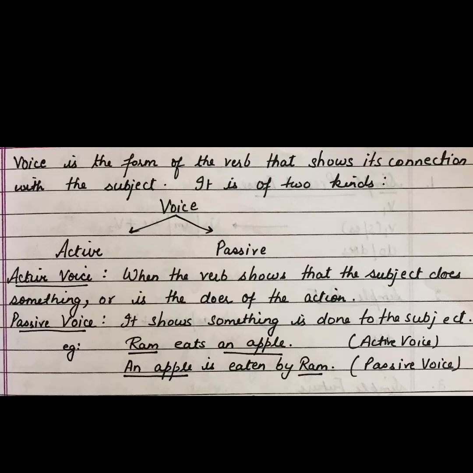Next is passive voice. It shows something is done to the subject. Now, an apple is eaten by Ram. Now an apple, this is our subject. So here we come to know that something is done to the subject. An apple is eaten by Ram. So a verb is in the passive form when the subject is the receiver of the action.